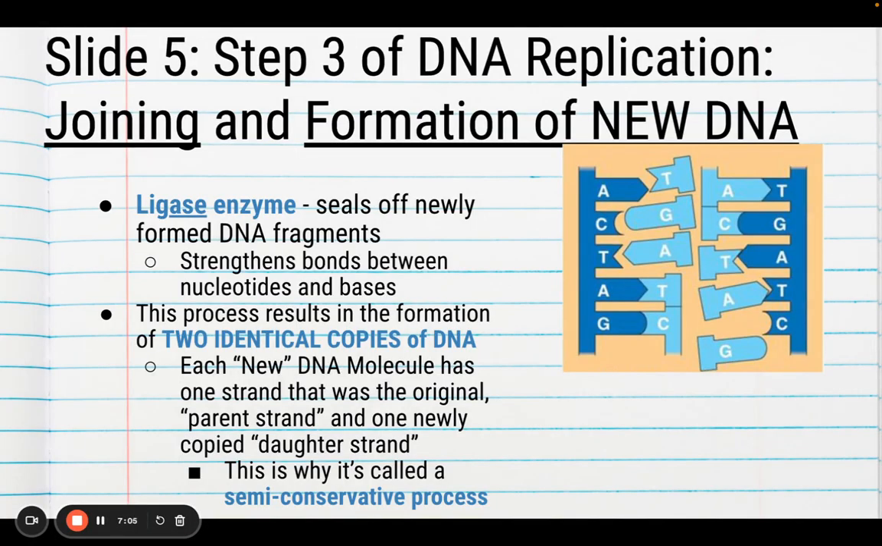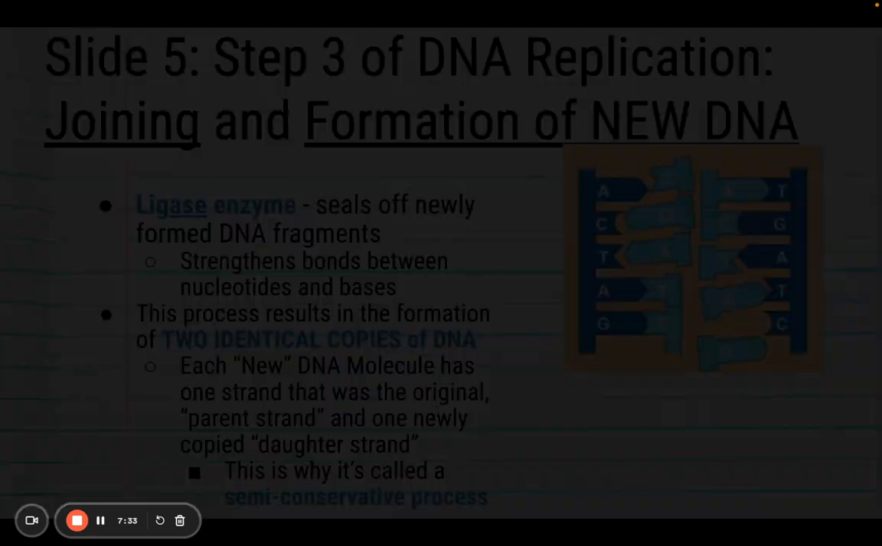Step 3 of DNA replication is whenever everything gets sealed together. So a different enzyme is used here called ligase. Ligase will seal the bonds of the newly formed DNA together, so it strengthens the bonds between nucleotides and the bases. This process results in 2 identical copies of DNA, almost like a complete set. Each new DNA molecule, again, is composed of 1 of the parent strands and 1 of the daughter strands. This is why we call it a semi-conservative process.